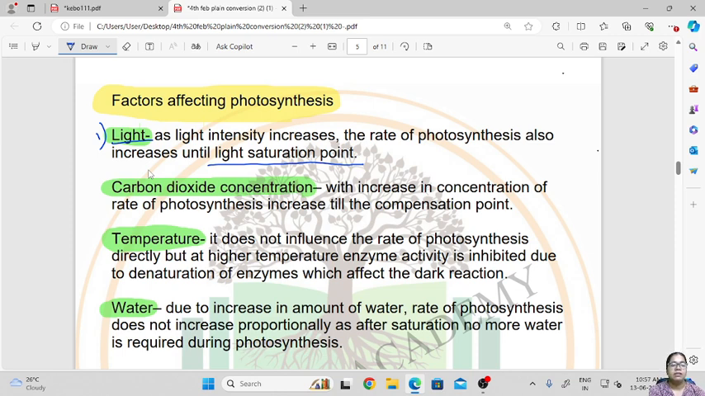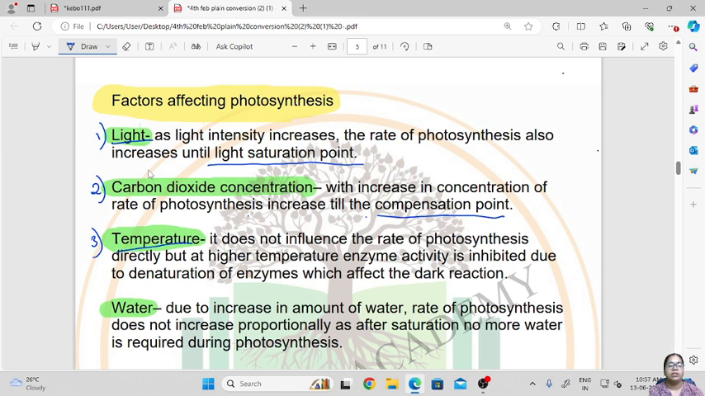The second factor is carbon dioxide concentration. So an increase in carbon dioxide concentration shows an increase in the rate of photosynthesis, and it increases till the compensation point. So it has a compensation point. Till that it will show an increase in the rate of photosynthesis.